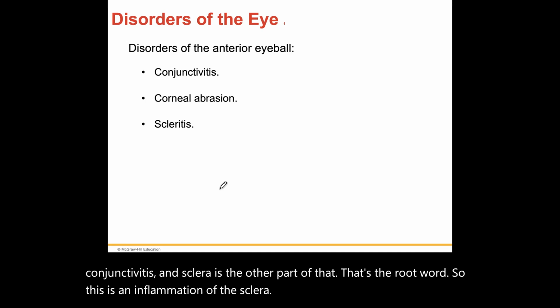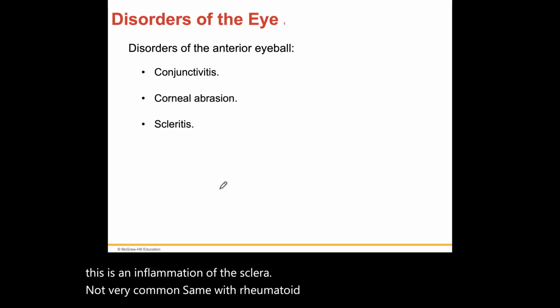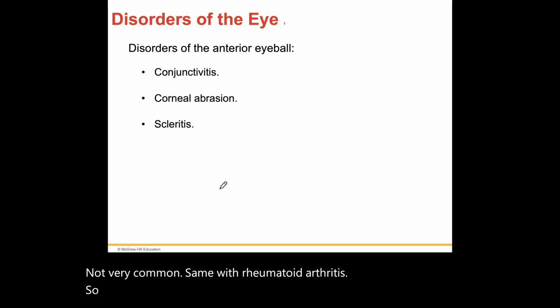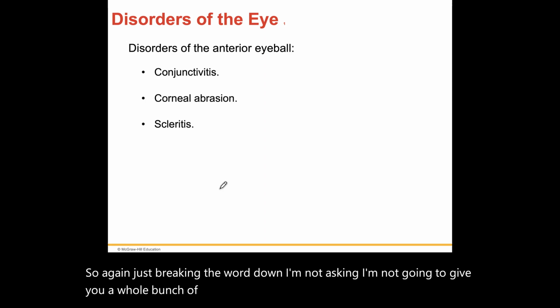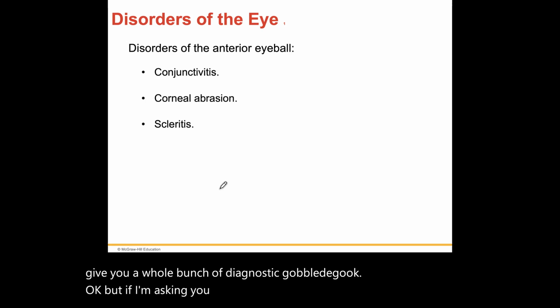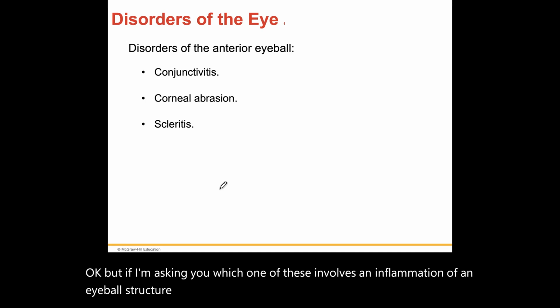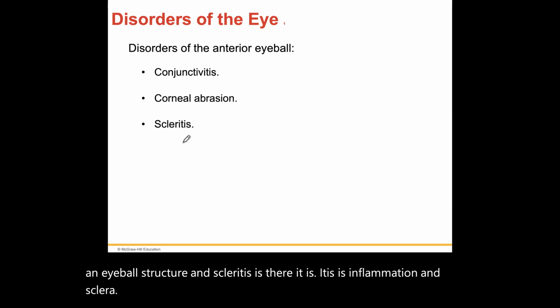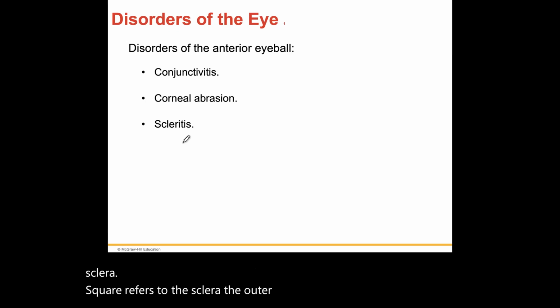Not very common. Same with rheumatoid arthritis. So again, just breaking the word down. I'm not going to give you a whole bunch of diagnostic gobbledygook, but if I'm asking which one of these involves an inflammation of an eyeball structure, scleritis is there it is. Itis is inflammation of, and sclera refers to the outer part of the eyeball.